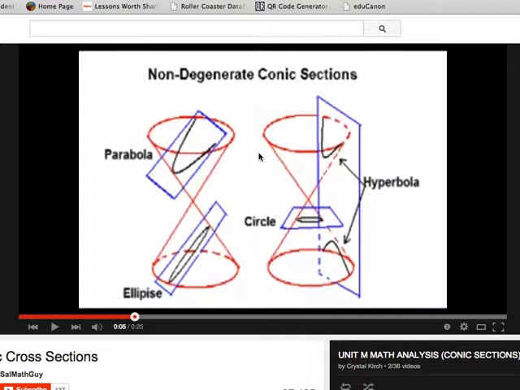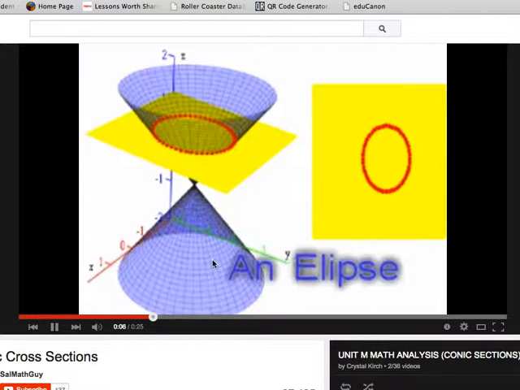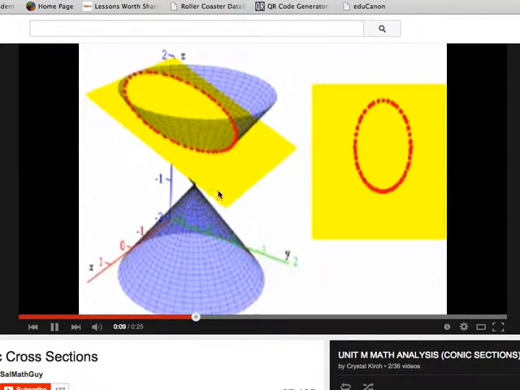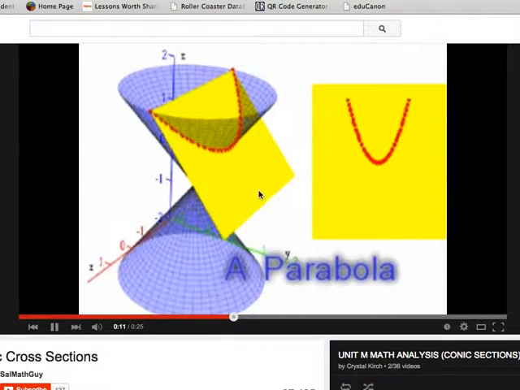I want to show what happens to get these four shapes that we're going to get. Basically what we have is two cones joined right at the very tip, and you have a plane that you're going to cut into those two cones with. And depending on the angle that you cut at, if you're at exactly 90 degrees, then you get a circle.